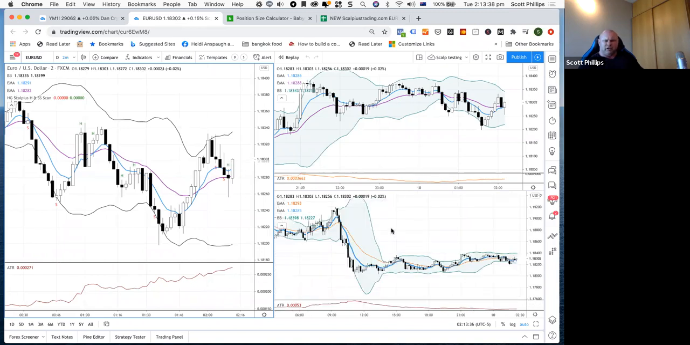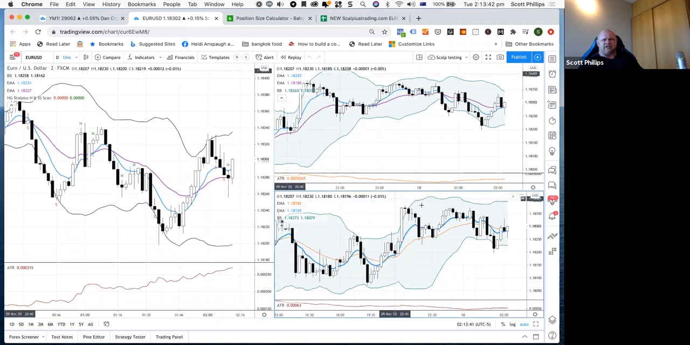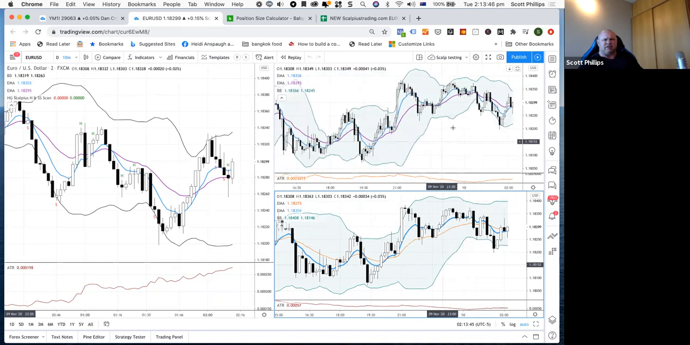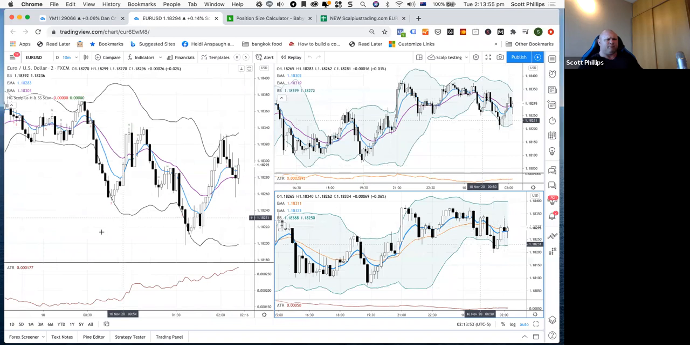Let's just take a little look at what the bigger picture market's doing. The bigger picture of this market is it's a sideways market. On the 10, it's a sideways market. On the 5, it's a sideways high volatility market. On the 2, sideways high volatility markets tend to be the best markets for this system.